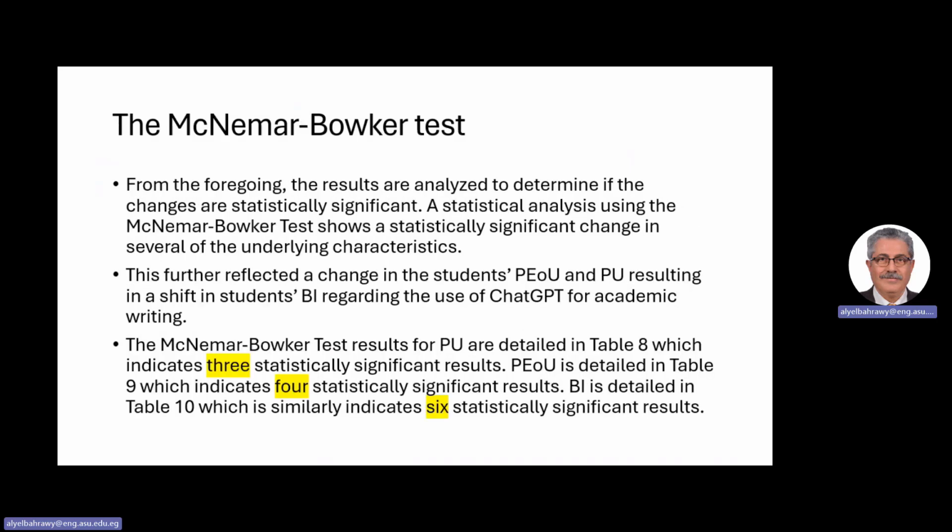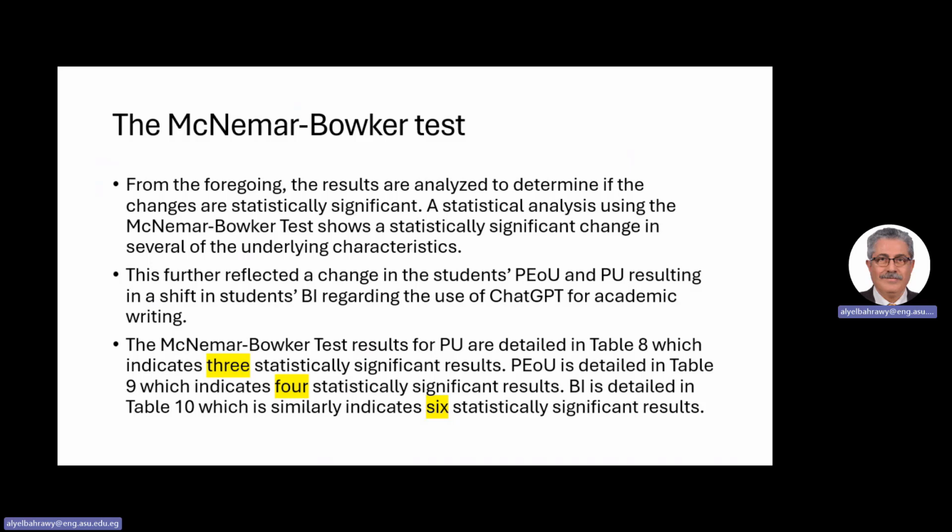Then the McNemar-Bowker test. From the foregoing slides, results are analyzed to determine if the changes are statistically significant, and this is the reason I put the red circles. A statistical analysis using the McNemar-Bowker test shows a statistically significant change in several of the underlying characteristics. This further reflected a change in the students' PEOU and PU, resulting in a shift in students' BI regarding the use of ChatGPT for academic writing.